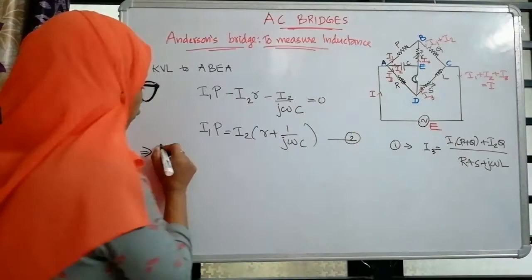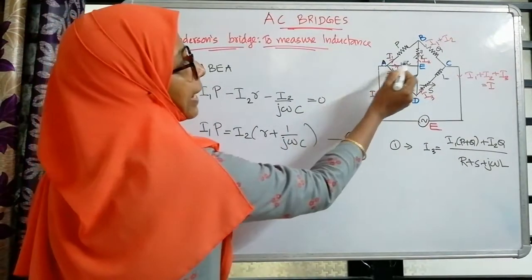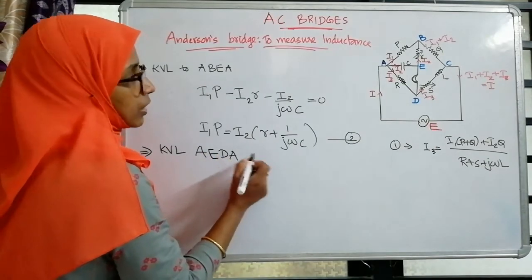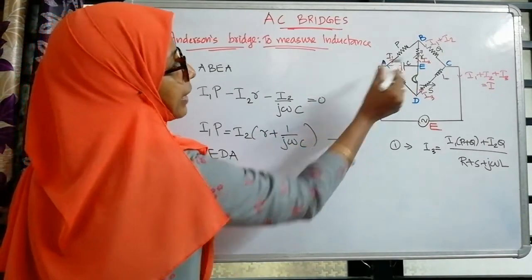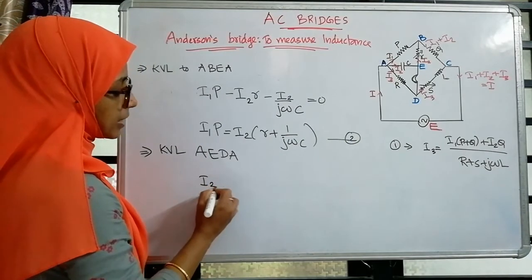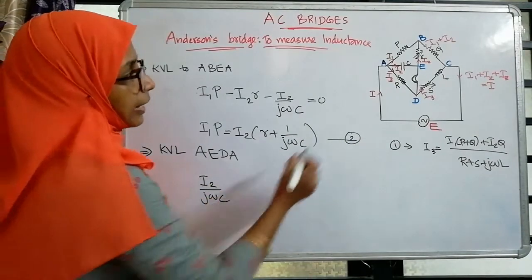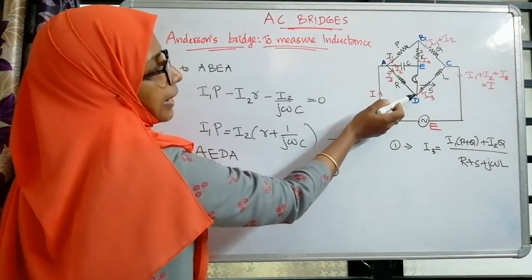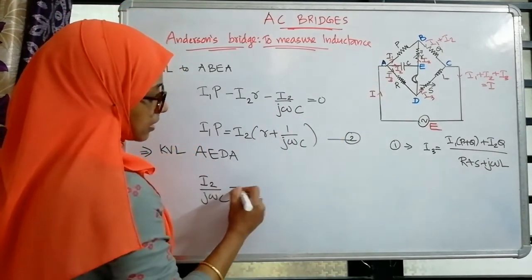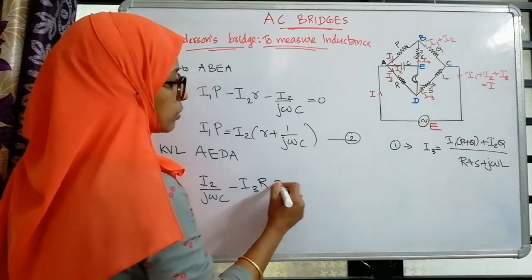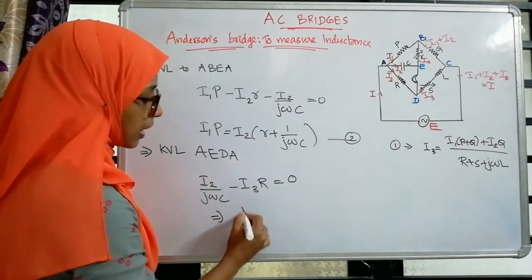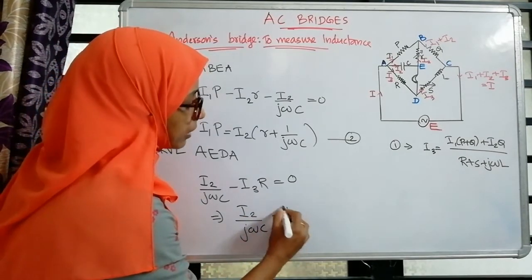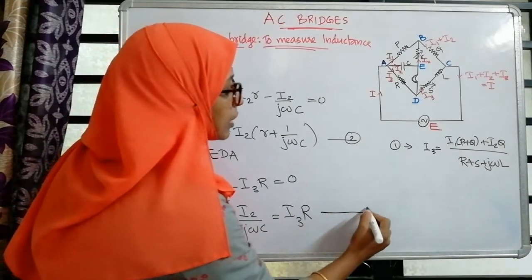Also apply the Kirchhoff voltage law to the loop A, E, D, A. When we pass from A to E, it is I2 by j omega C, and across the detector at the balancing condition there will be no current flow, and in this direction minus I3R equal to 0. That is I2 by j omega C is equal to I3R. Give it as equation number 3.